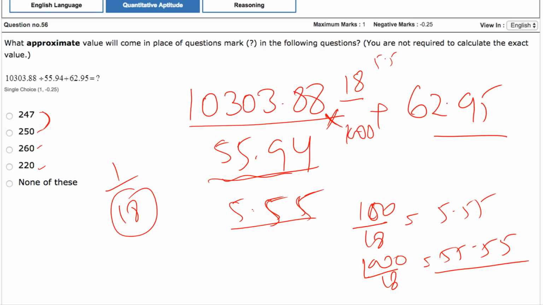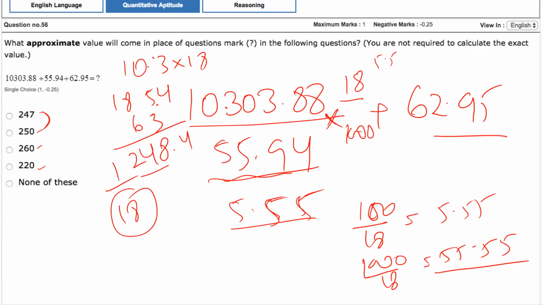So now what I do, I just make this equal to this. Now clearly this one will become 10.3 into 18. 18 times 3 is 54 and this is 18, right? Now all I have to do is place a decimal here and add 63. Now if I do this approximation, I am getting 248.4. All right, now I clearly know this number at 5555 would have been 18.